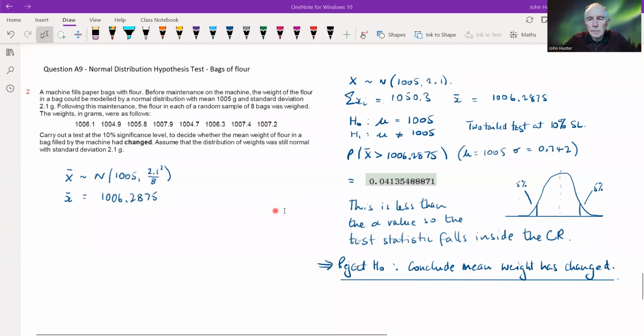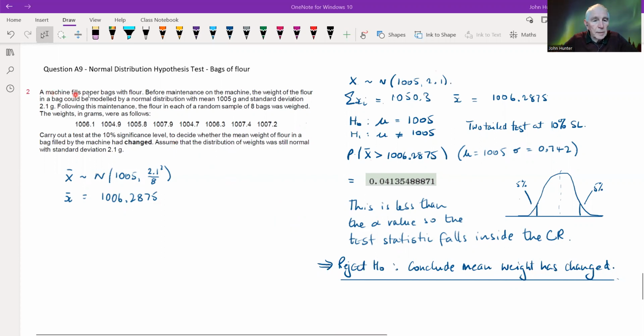Righto, this is a worked example for the hypothesis test with the normal distribution, and it also illustrates the concept of the sampling distribution as well. So, what have we got?